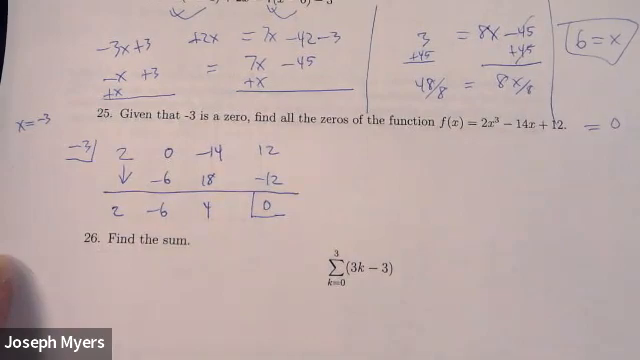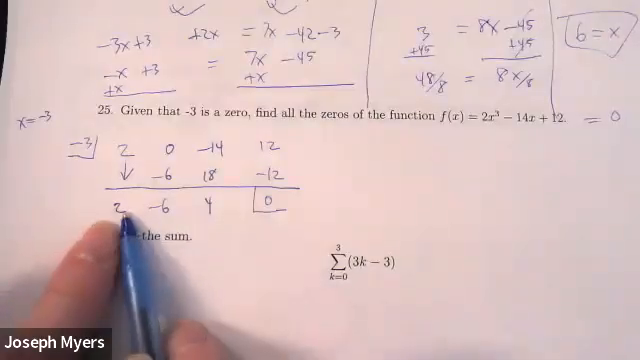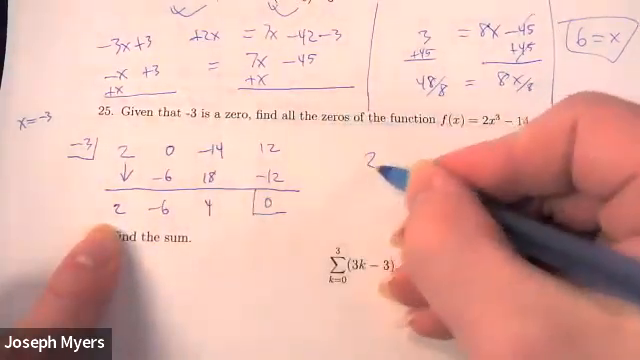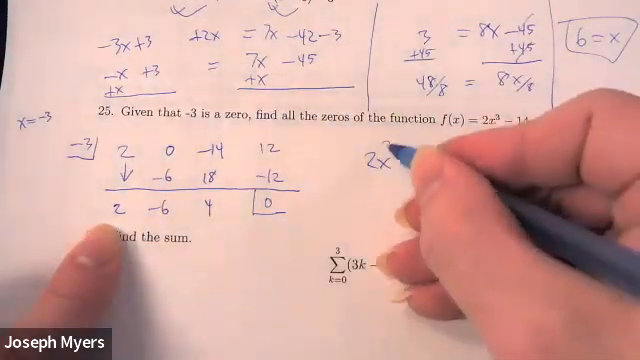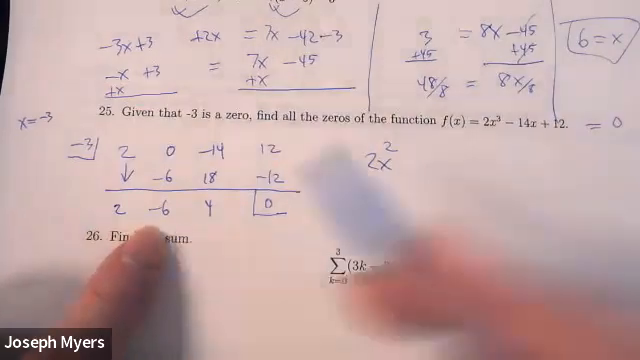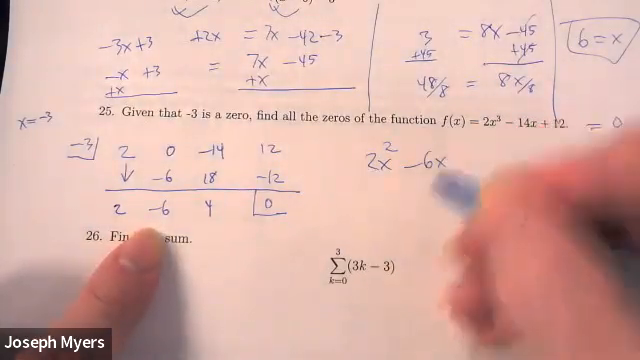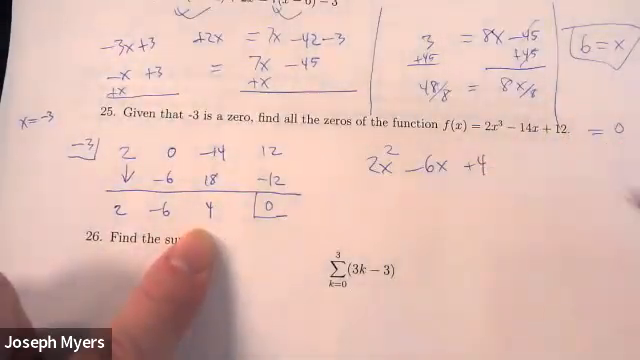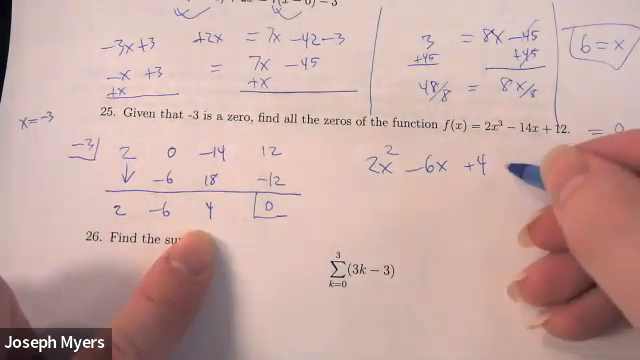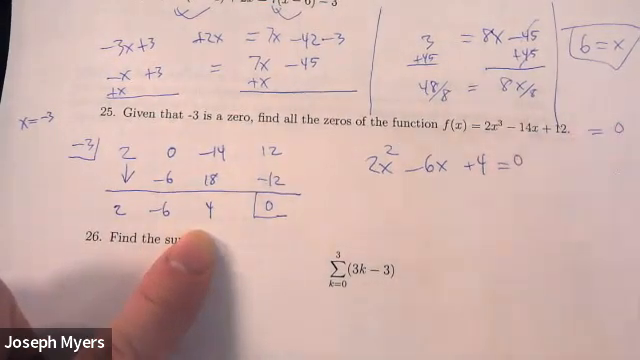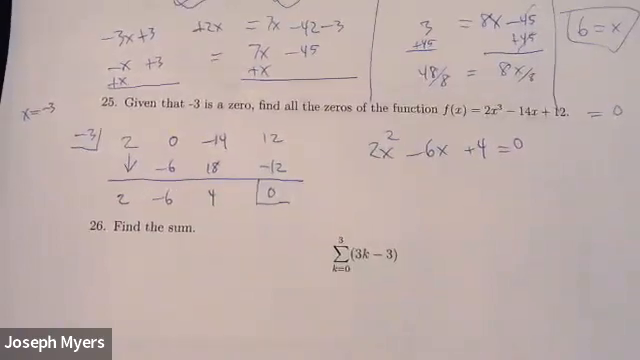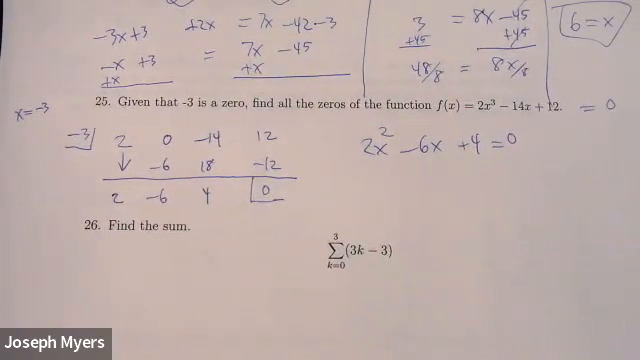X to the 2nd. So this 2 right there represents not 2x to the third anymore. It represents 2x to the second. And this -6 represents -6x. And the 4 represents the number that doesn't have an x at all. And since the remainder is 0, that means that equation is equal to 0. So we've reduced the big equation to a little equation.